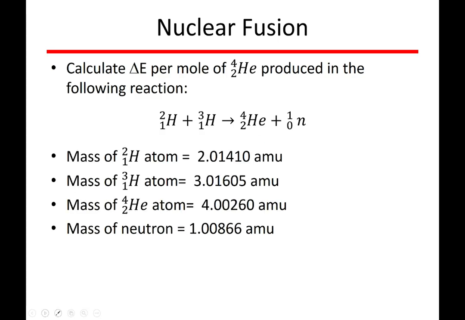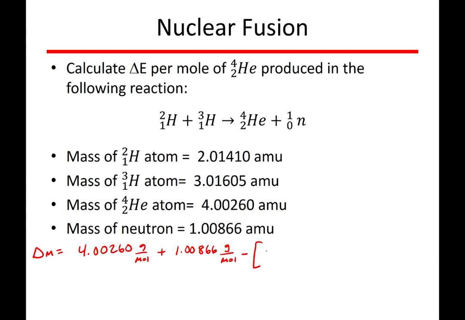And again, we're given the masses of all of the products and reactants that we have here. We'll first use all of these masses to calculate the delta M by doing the masses of all the products minus the masses of all the reactants. And remember that AMU can be used interchangeably with grams per mole. So for the helium atom, that is 4.00260 grams per mole. Plus, we also have a neutron as a product, so that's 1.00866 grams per mole.